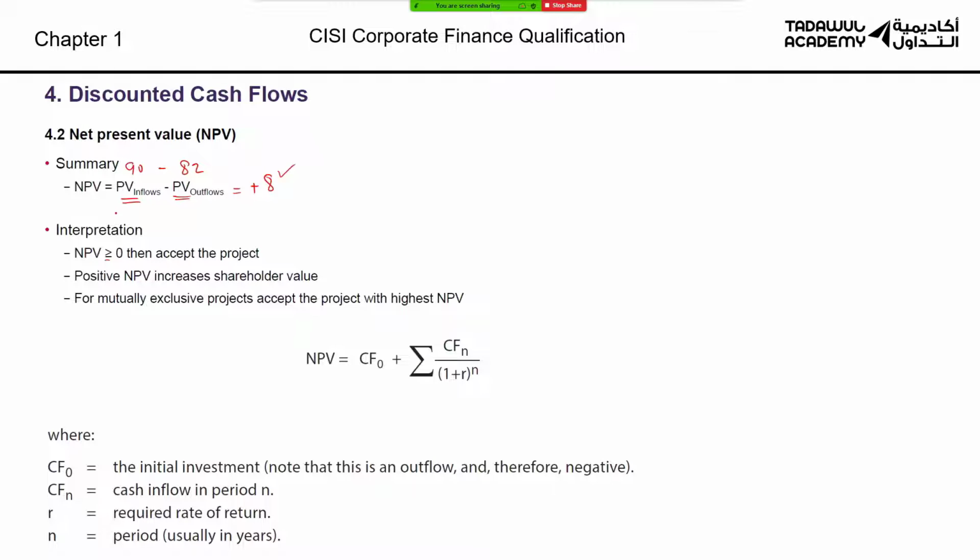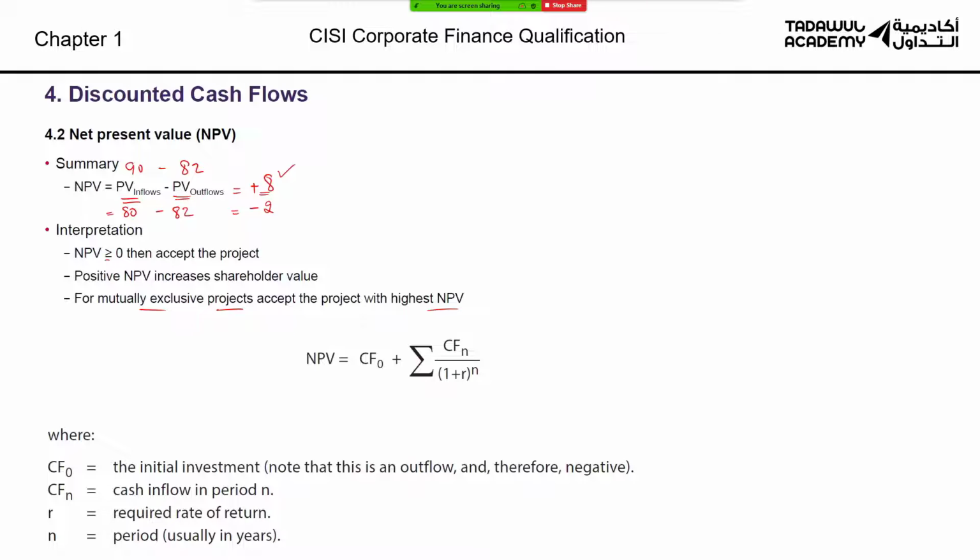Of course, the opposite is true. If the present value of the inflows is 80 and the present value of the outflows is 82, then the net present value of this investment is -2. I should avoid this project or this investment. It's because I'm going to end up losing value. For mutually exclusive projects, two projects which are not connected in any way and they do not influence each other, I will choose the project with the highest net present value. In this case, this one, 8.